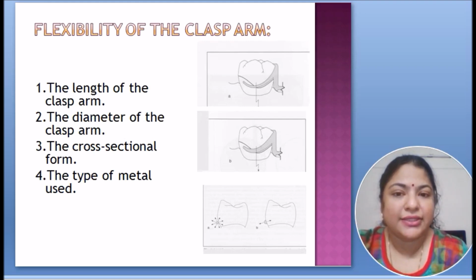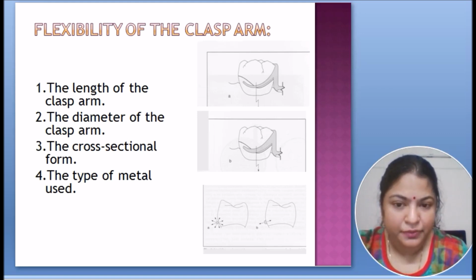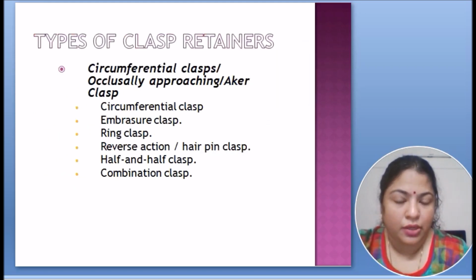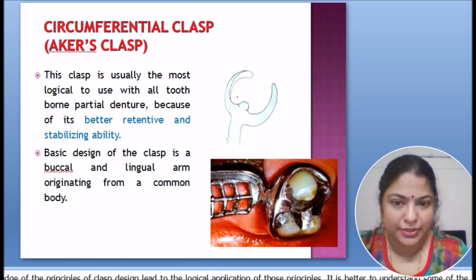So what factors decide the flexibility of the clasp arm? The first is the length of the clasp arm, second is the diameter of the clasp arm, then the cross-sectional form of the arm, and the type of metal used. What are the different types of clasp retainers? The circumferential or occlusally approaching clasps, also called the Akers clasps, can be classified as circumferential clasps, embrasure clasps, ring clasp, reverse or hairpin clasps, half and half clasps, and combination clasps.